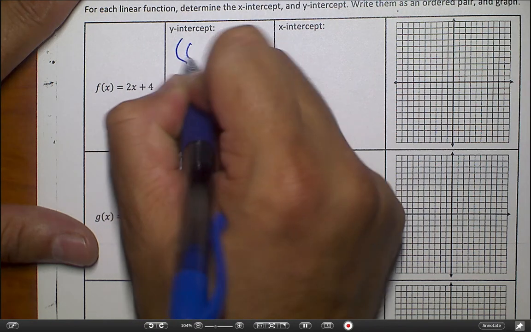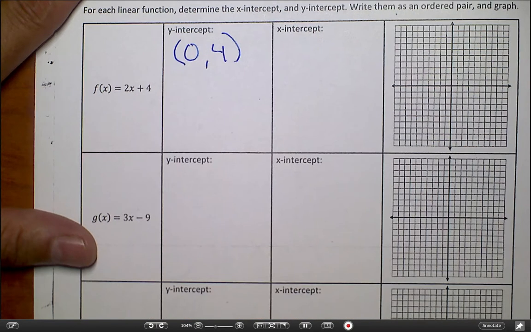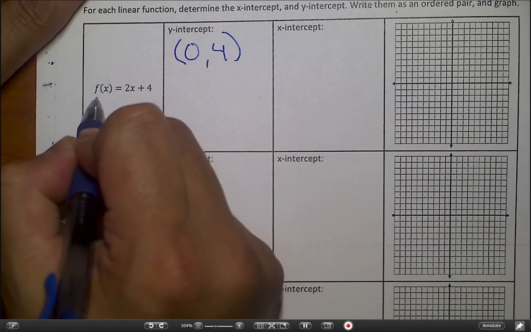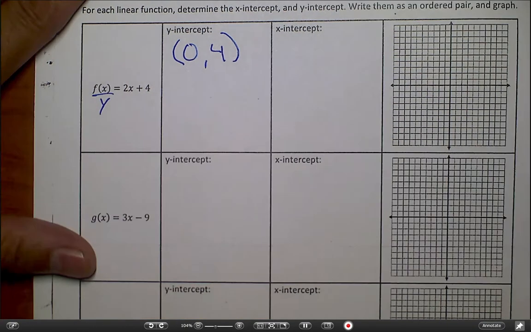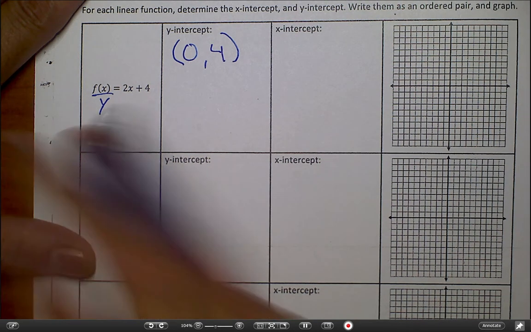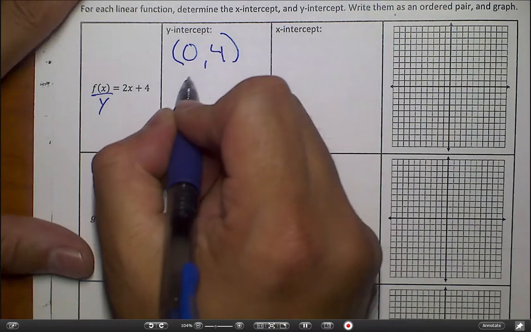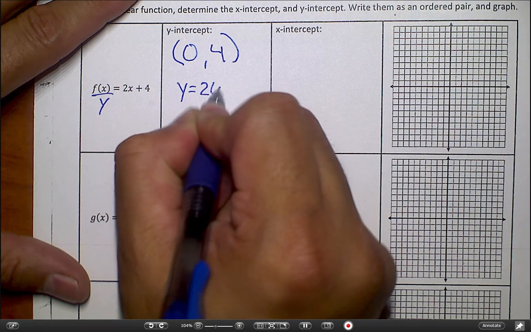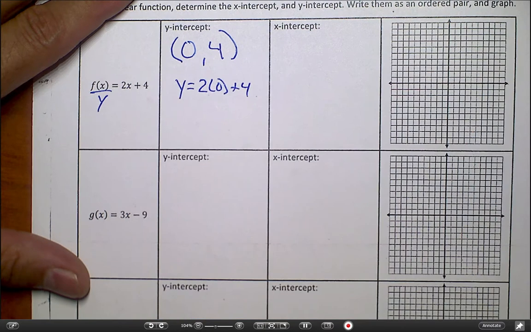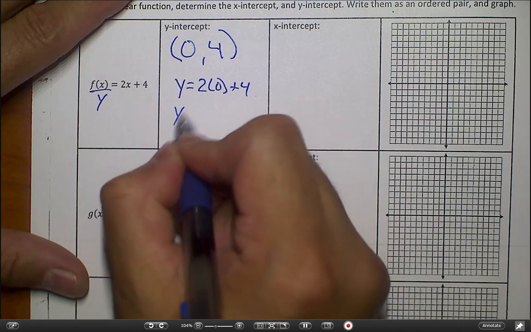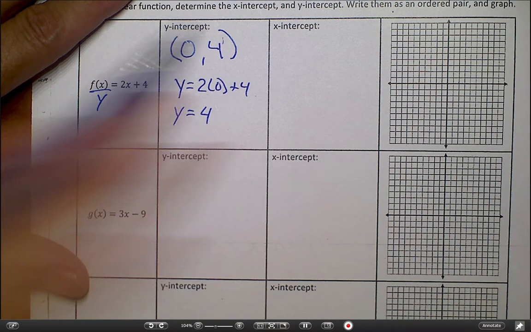So that's the point. And I'm going to show you why. So I'm going to turn my f of x into a y. So when x is 0, y equals 2 times 0 plus 4. 2 times 0 is? So y is 4. That's where we get that from.